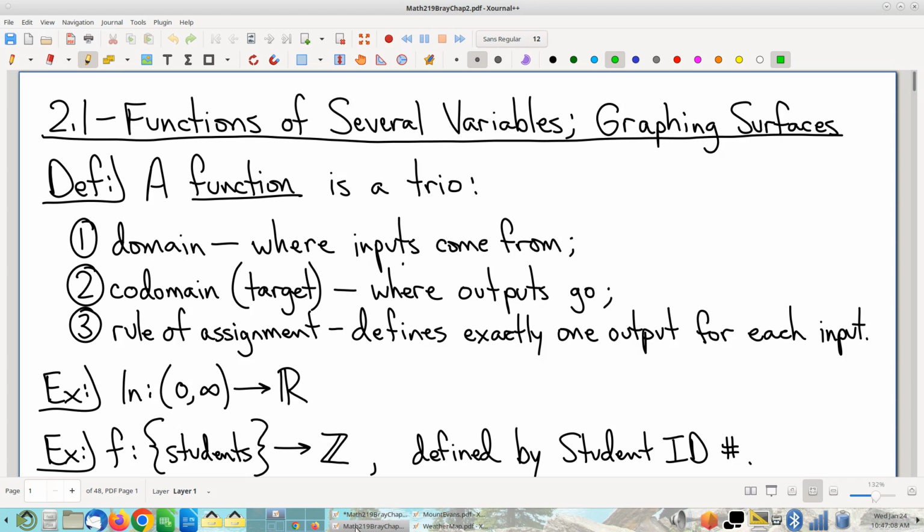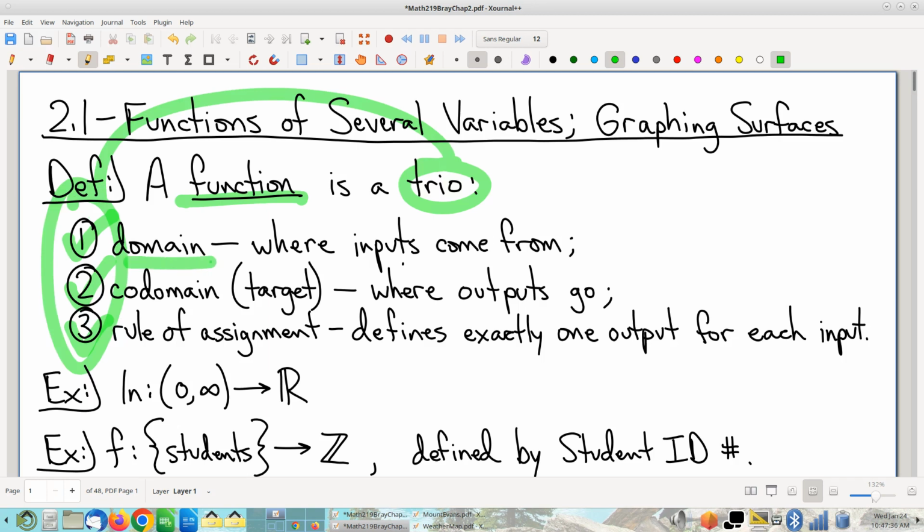So here we go. Let's talk about what a function is. A lot of people mistakenly think that a function is a formula. That's not accurate. That's not what a function is. Very often, formulas are an important part of a function, but not necessarily, and it's not the whole story. Okay, so what is a function? A function is a trio. It's these three things.